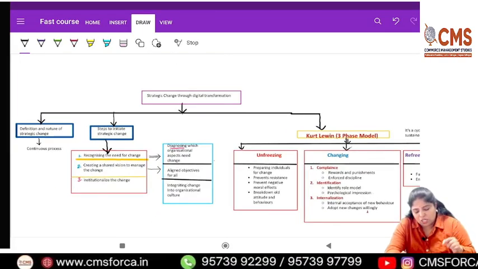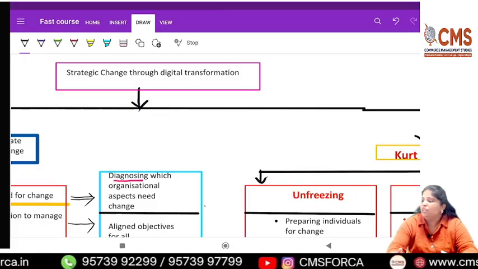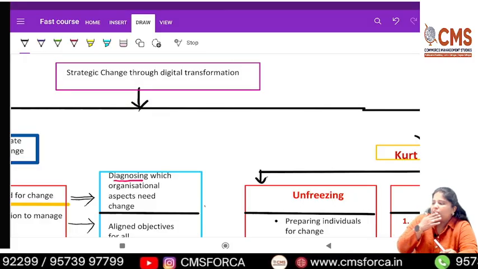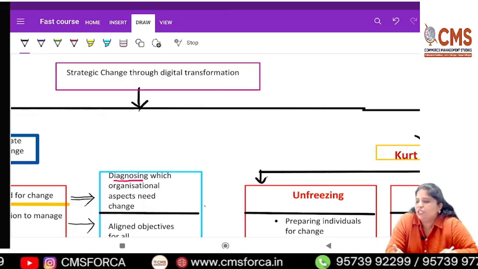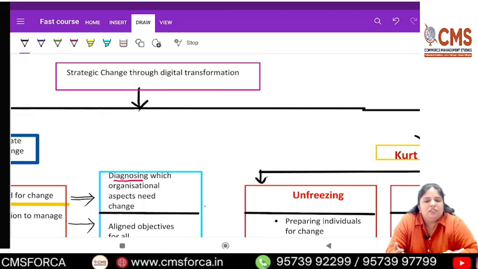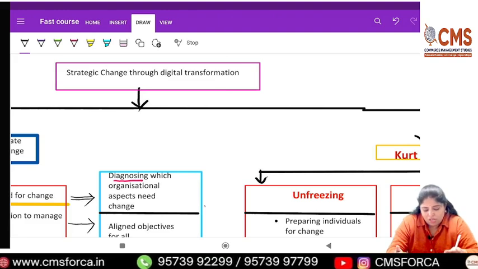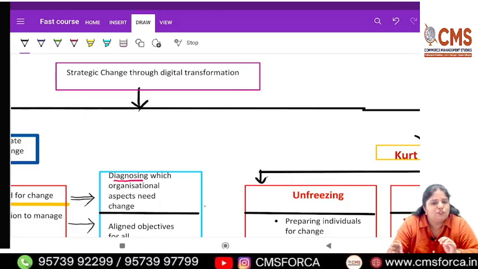The next key concept I would like to take up is strategic change and digital transformation. They are very lengthy concepts. Covering all in one session is not possible for me. Keeping in mind the time constraints we are running through, I'm focusing more on the key concepts which are expected and predicted for your exam.